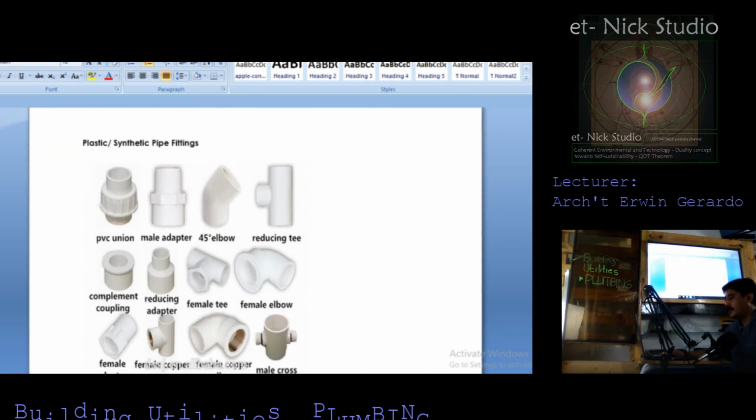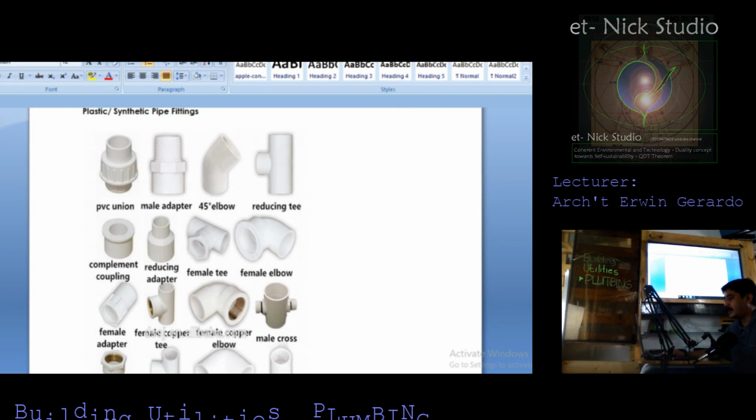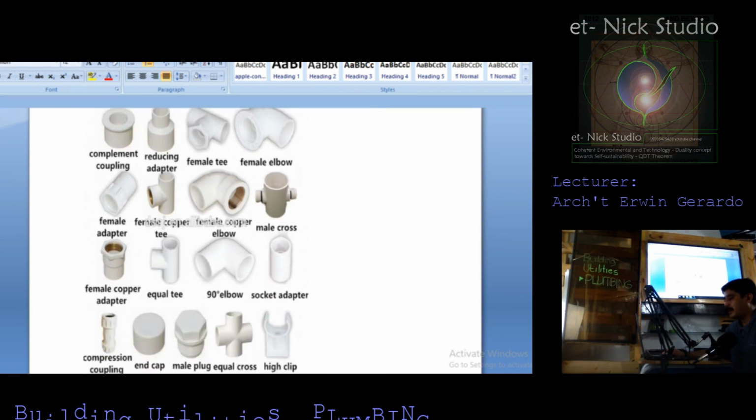These are some plastic synthetic pipe fittings, the PVC union, male adapter, 45-degree L or elbow, reducing T, complement coupling, reducing adapter, female T, female elbow, female adapter, female copper T, female copper elbow, male cross, female copper adapter, equal T, 90-degree elbow, socket adapter.